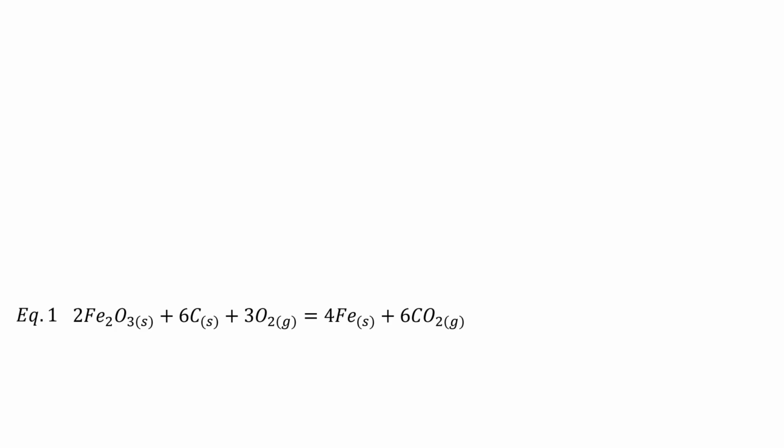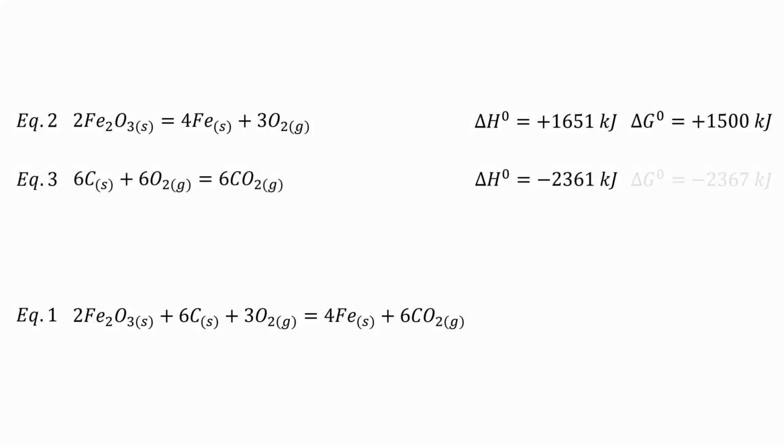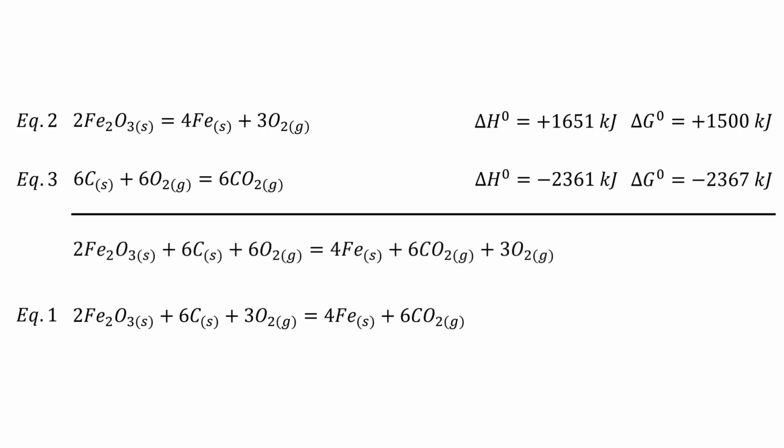Let us look at this equation from a different perspective. We have just verified that dissociation of iron(III) oxide into elements is a strongly endothermic and a non-spontaneous reaction at 298 kelvins. Combustion of carbon is a strongly exothermic and spontaneous reaction under standard conditions. Adding left and right parts of reaction equations 2 and 3, and subtracting 3 moles of O2 from left and right part, gives exactly the reaction equation that describes iron production in a blast furnace.